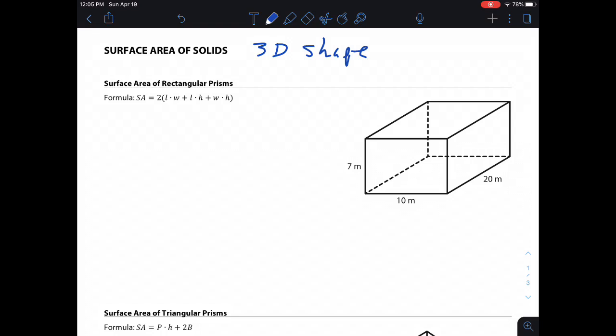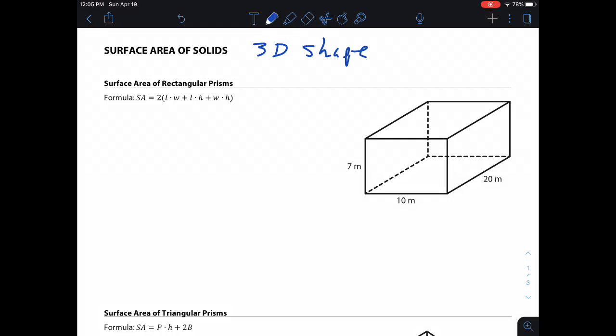So we have a formula, and it's over here on the left-hand side. It says SA, which stands for surface area, is equal to 2. That 2 is there because we have pairs of sides. We have a front and a back that are the same size, a left and a right that are the same size, and a top and a bottom that are the same size. So the 2 is there because we're going to find the area of each individual shape, but then multiply it by 2, because we have 2 of each one.